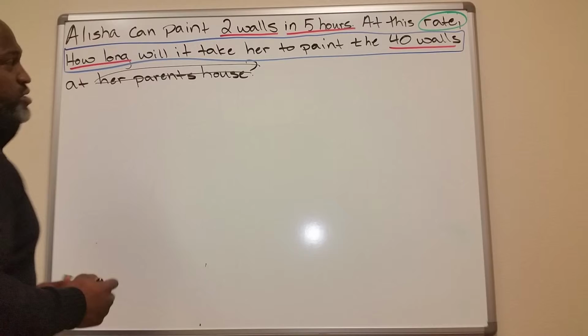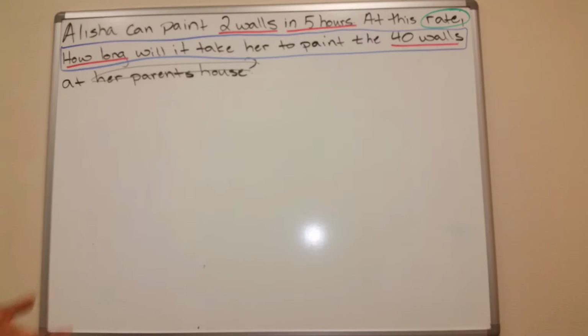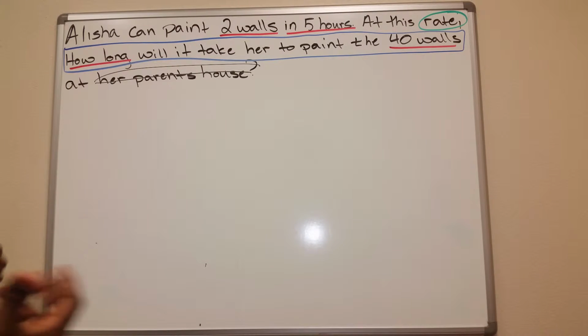she's at her parents' house. Because the problem is just talking about how many walls she's painting and how fast she does it. So it could be at her parents' house, it could be at school, it could be at the mall. But the things that we need to know are 2 walls, 5 hours. How long will it take her to do 40 walls?